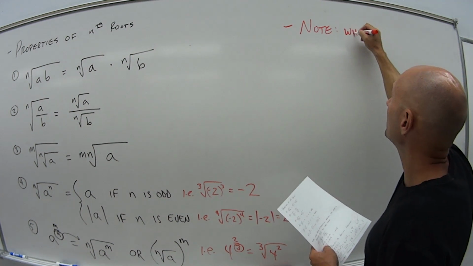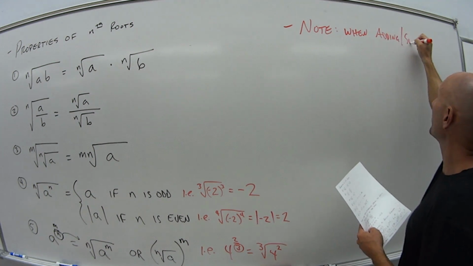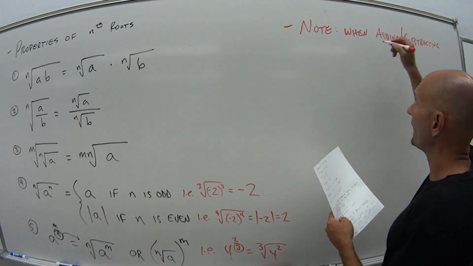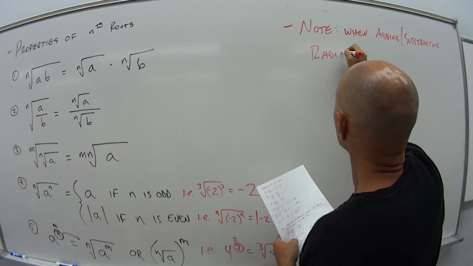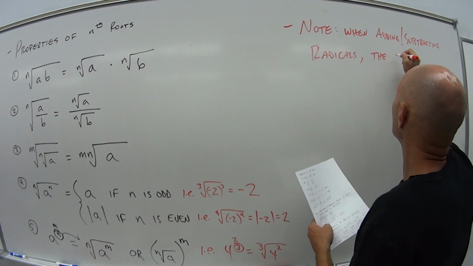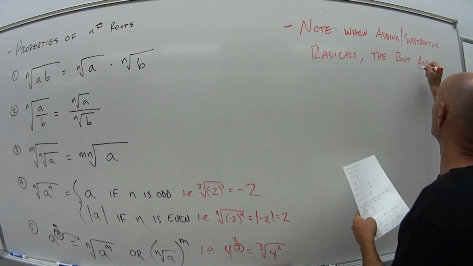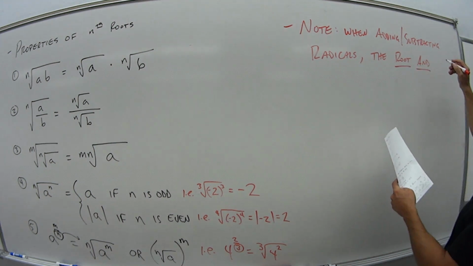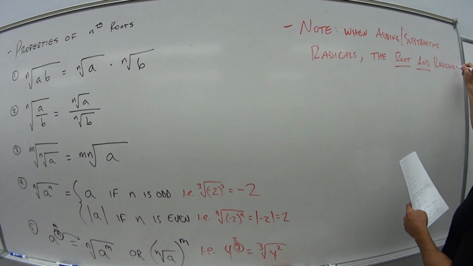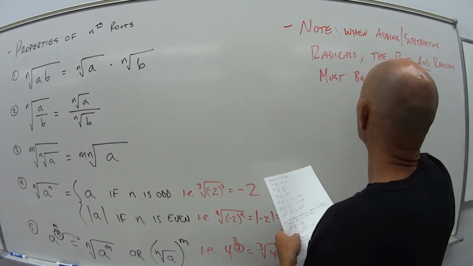When adding or subtracting radicals, the root and radicand must be the same.